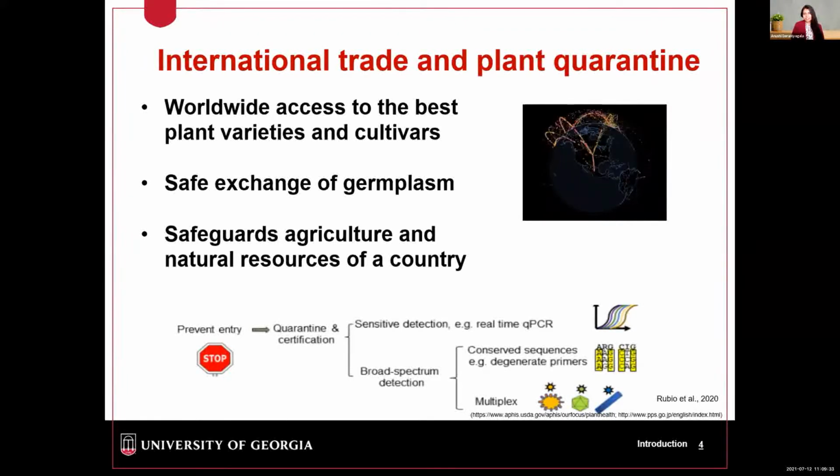Exchanging plant materials is really important, but at the same time we have to make sure that no exotic pathogens are introduced with these plant materials. Here comes the importance of plant quarantine. Plant quarantine measures allow the exchange of plant materials while safeguarding agriculture and natural resources in a country. In a quarantine procedure, detection is really important, which is also the very first step.